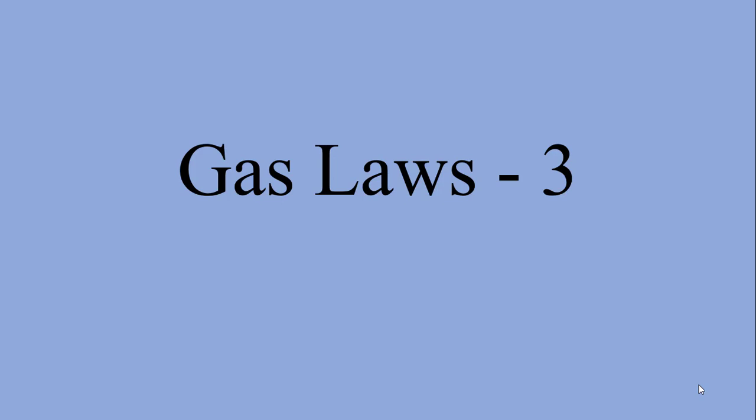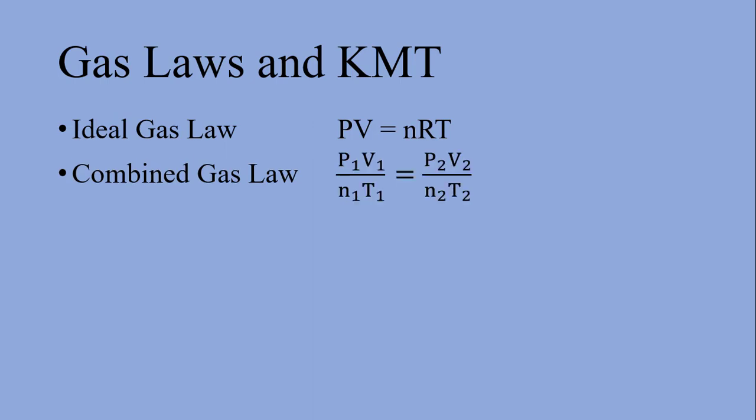In this video, we're going to take the combined gas law, deconstruct it a little bit, and then take the deconstructions and relate them to the kinetic molecular theory. Now, we started with the ideal gas law, which is PV equals nRT. Then we took that and derived the combined gas law, which is P1V1 over n1T1 equals P2V2 over n2T2.